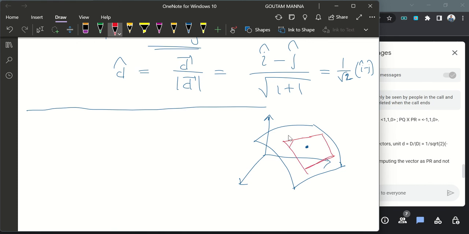So let's say this is the tangent plane, the red one, and this is the original surface. This is f of x y.